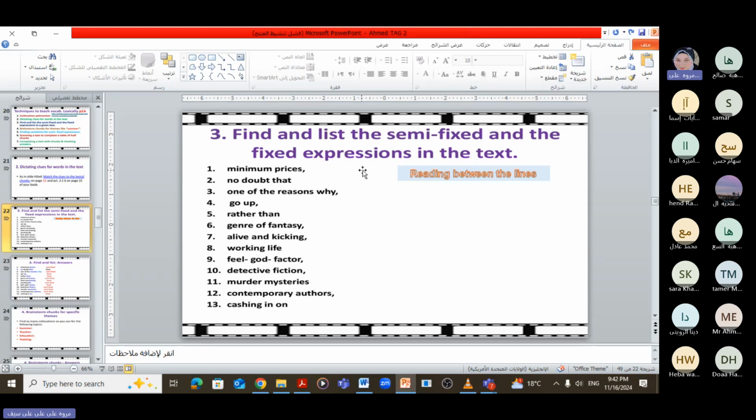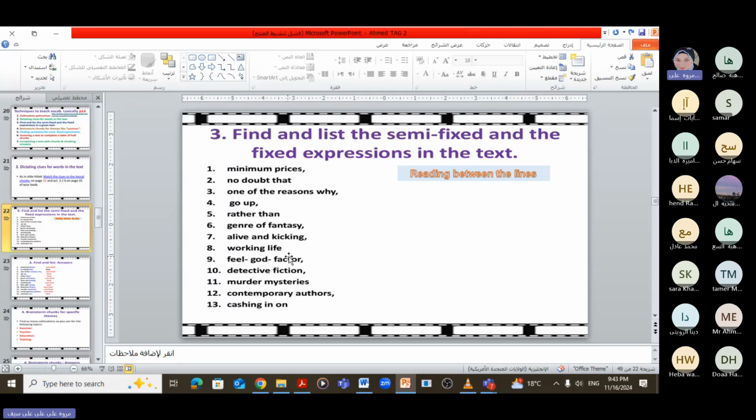Imagine that you have already found them from the text. Reading between the lines was the article they were taken from. I'm not going to get you to read the article again and find these expressions. Imagine that you have already got them from the text, and then you have to categorize them. I will change the task: categorize them. Which ones are fixed and which ones are semi-fixed? Let's think for 1 minute and then we have the discussion together.